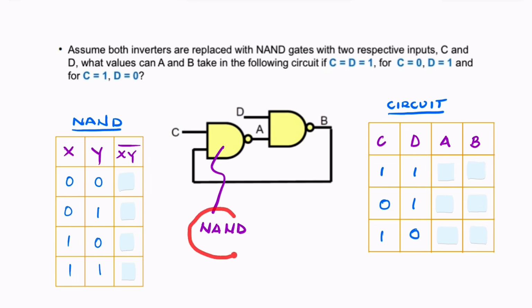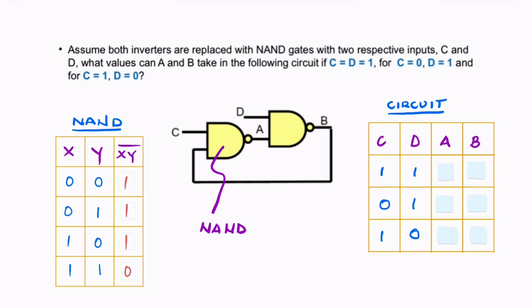So let's quickly remind ourselves, what's the truth table of a NAND gate? A NAND gate takes two inputs, X and Y, multiplies them, then inverts the output. So anything with a 0 in it, when you multiply, you'll get a 0, and when you invert it, you're going to get a 1. And if you have two 1s, then you multiply, that gives you a 1. When you invert it, you get a 0. So that's the truth table for a NAND gate.